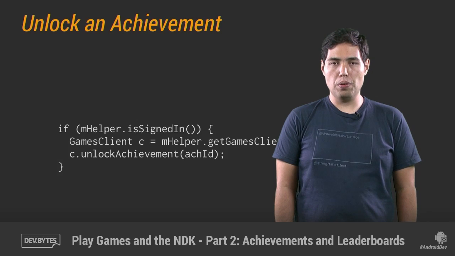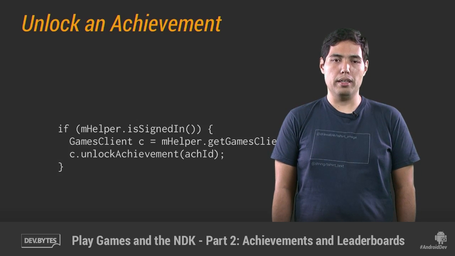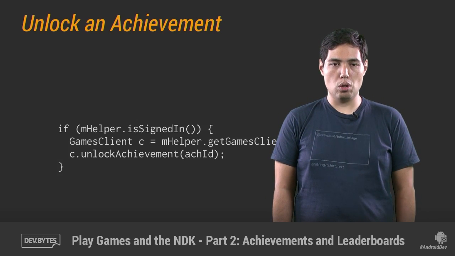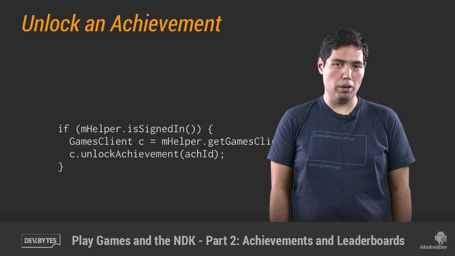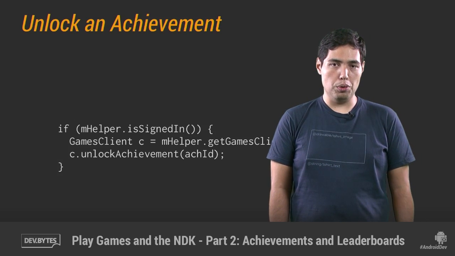To unlock an achievement, the call that you want to make is on games client. You have a method that's called unlock achievement. So that's the method that you want to call on games client. Normally this is how you would do this.